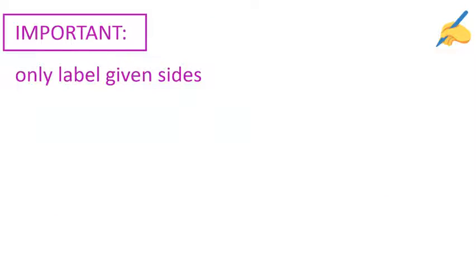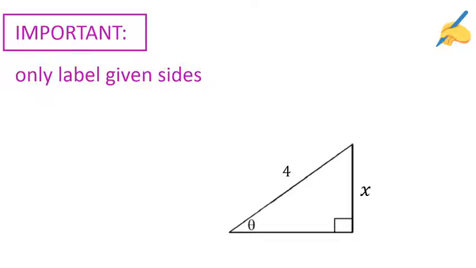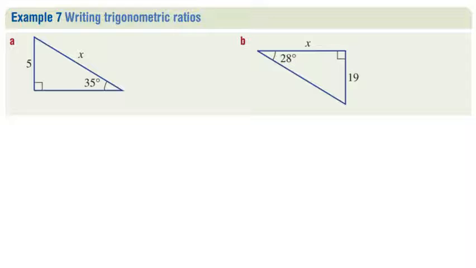It's important that you only label the given sides of a triangle, so sides that have information on it, like a number or a letter. For instance, with this triangle here, I would only label this side because it's got information, and this side here, the given sides. Let's practice choosing which trig ratio we'd use.